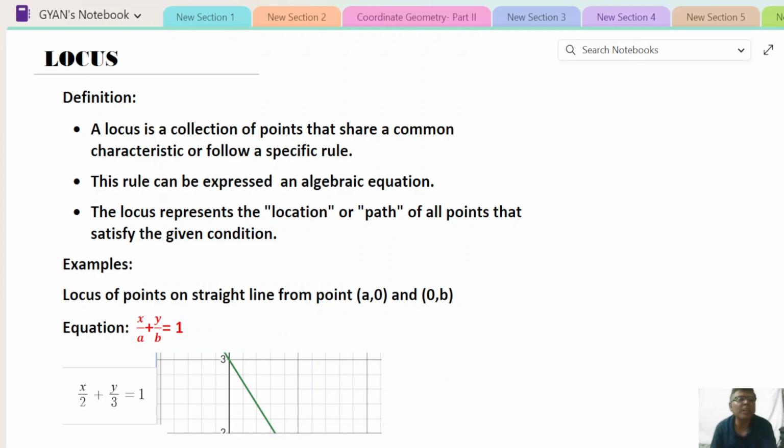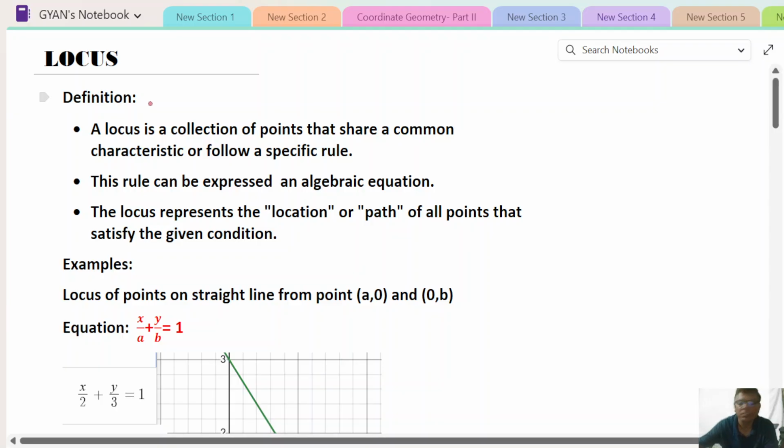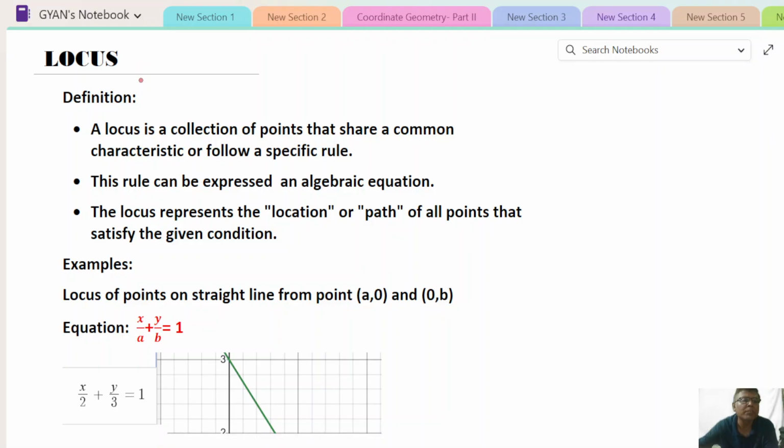Hello students, welcome to another session of coordinate geometry. Today we'll study about the locus. Locus is a very important chapter in coordinate geometry.